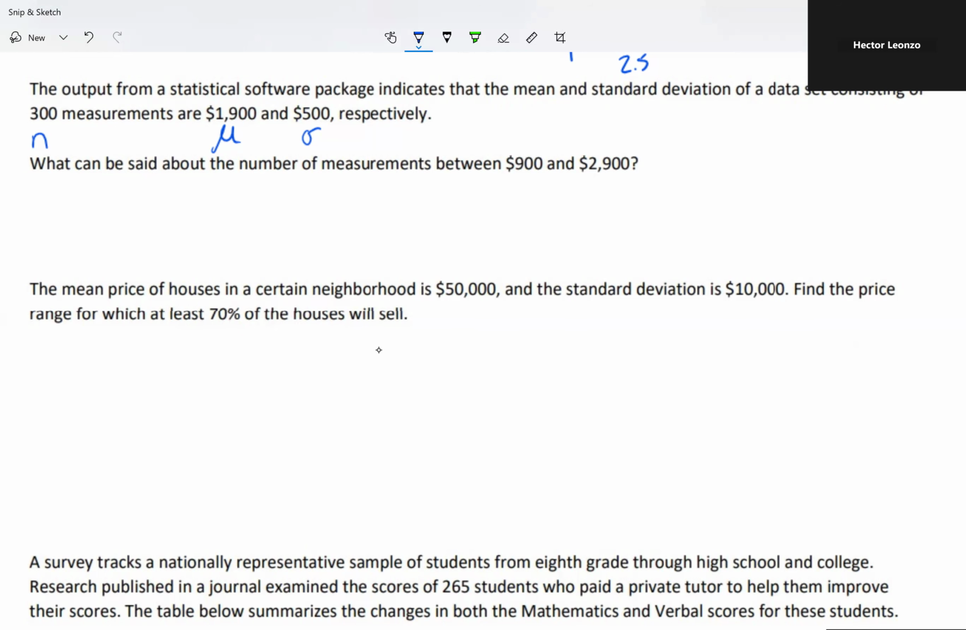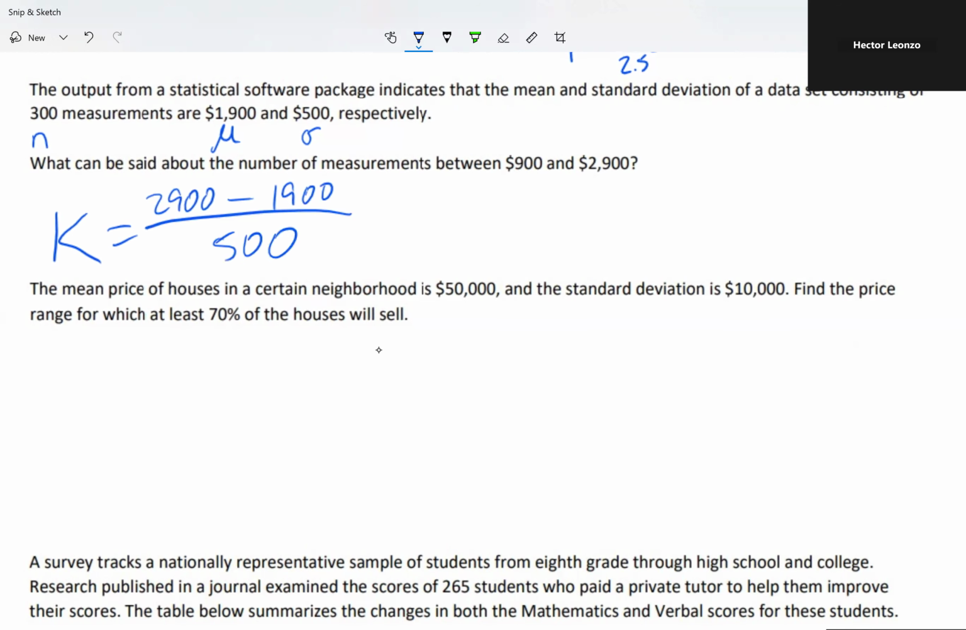Now that we know the mean, let me find my K value, because I need K for my formula. I'm going to use the bigger number because I like to deal with positives: 2,900 minus the mean, divided by the standard deviation. On my calculator, 2,900 minus 1,900, divided by 500, gives me 2. So the K value is 2.